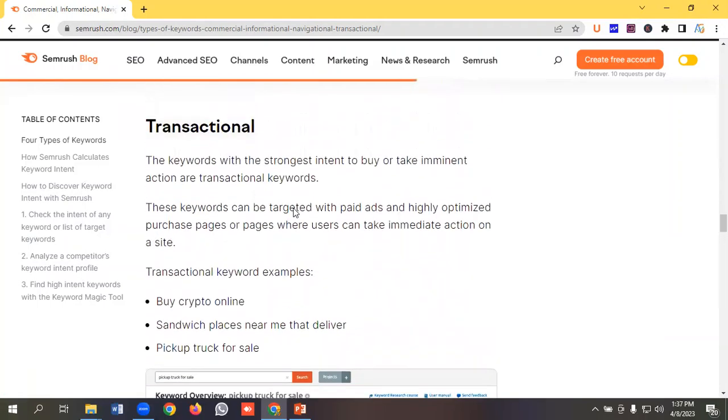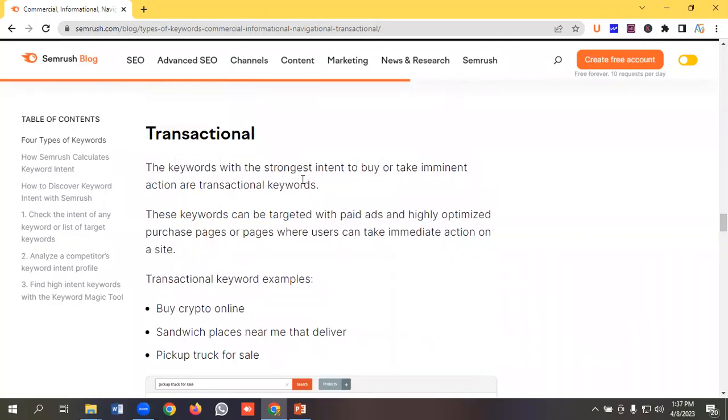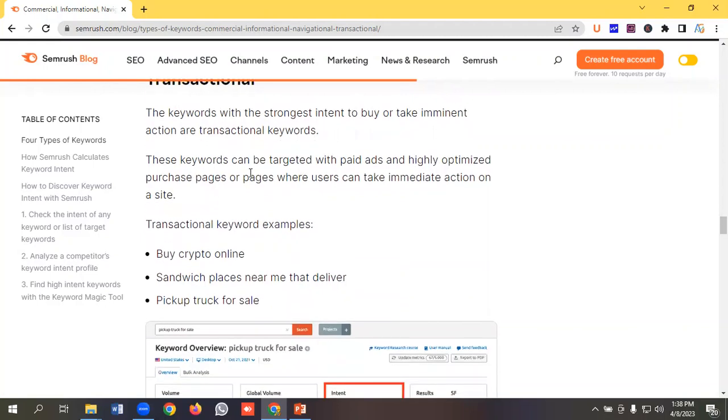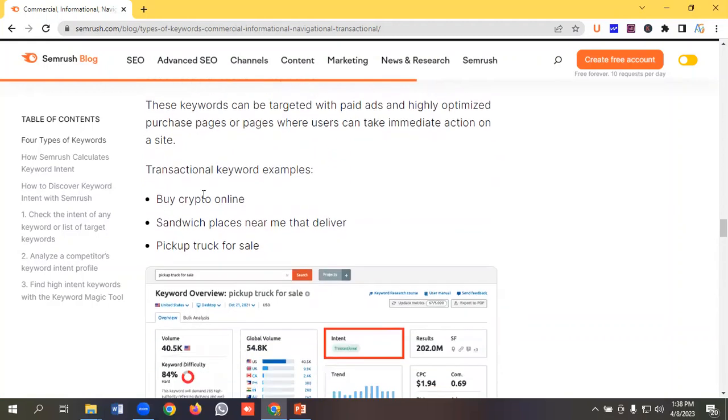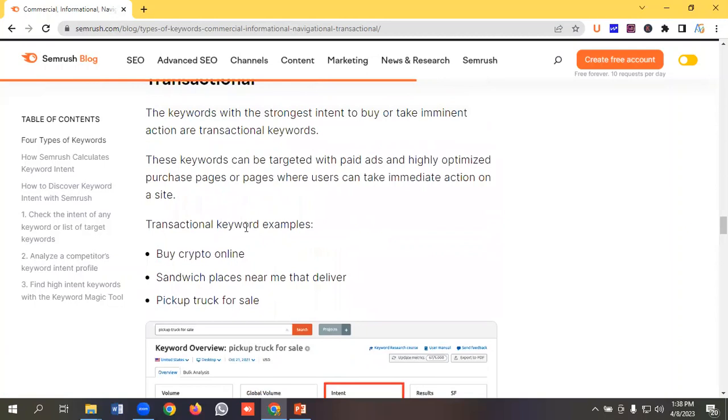And the last option is transactional. The keywords with the strongest intent to buy or take imminent action are transactional keywords. These keywords can be targeted with paid ads and highly optimized purchase pages, or pages where users can take immediate action on a site. Some examples of transactional keywords are buy crypto online, sandwich places near me that deliver, pickup truck for sale. So hopefully you have a clear understanding of keyword intentions.